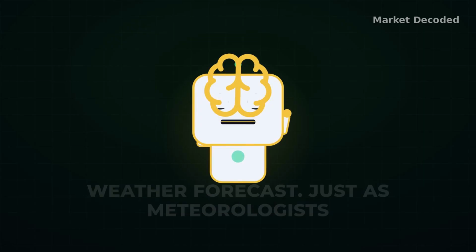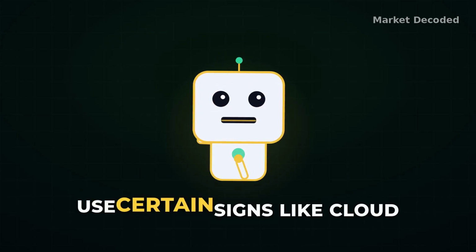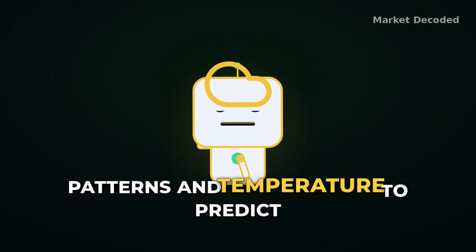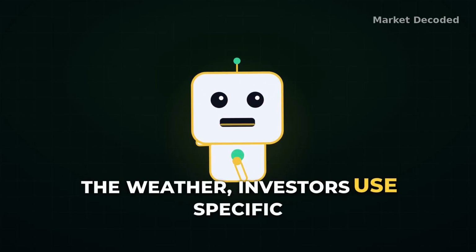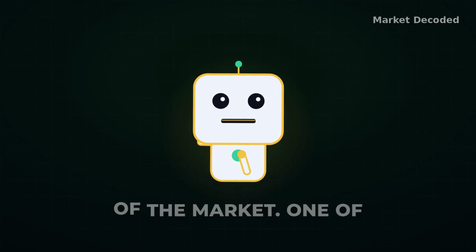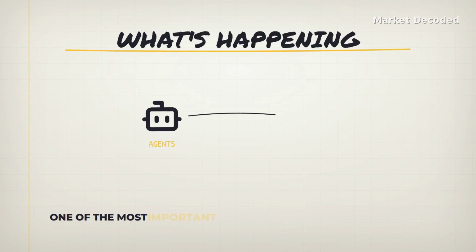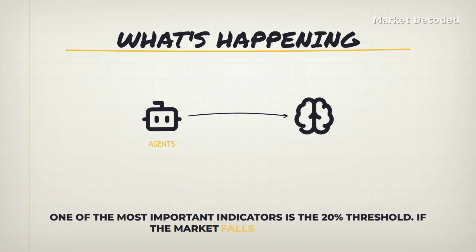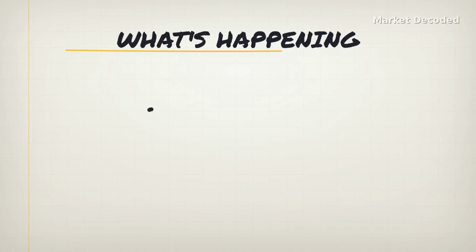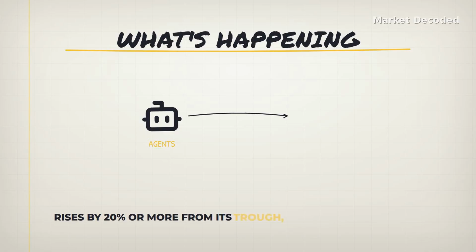Think of it like a weather forecast. Just as meteorologists use certain signs like cloud patterns and temperature to predict the weather, investors use specific indicators to determine the state of the market. One of the most important indicators is the 20% threshold. If the market falls by 20% or more from its peak, it's considered a bear market. And conversely, if it rises by 20% or more from its trough, it's a bull market.